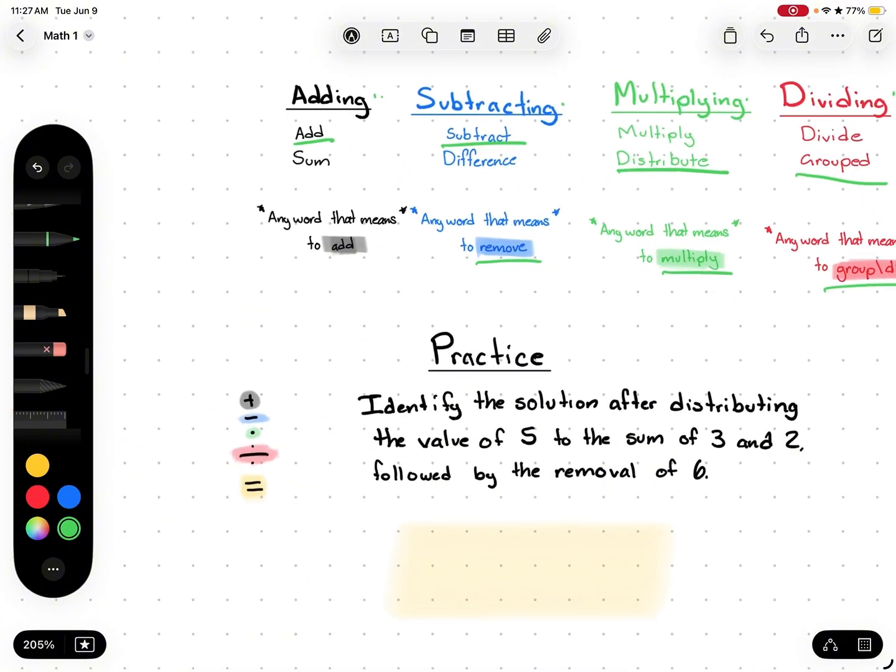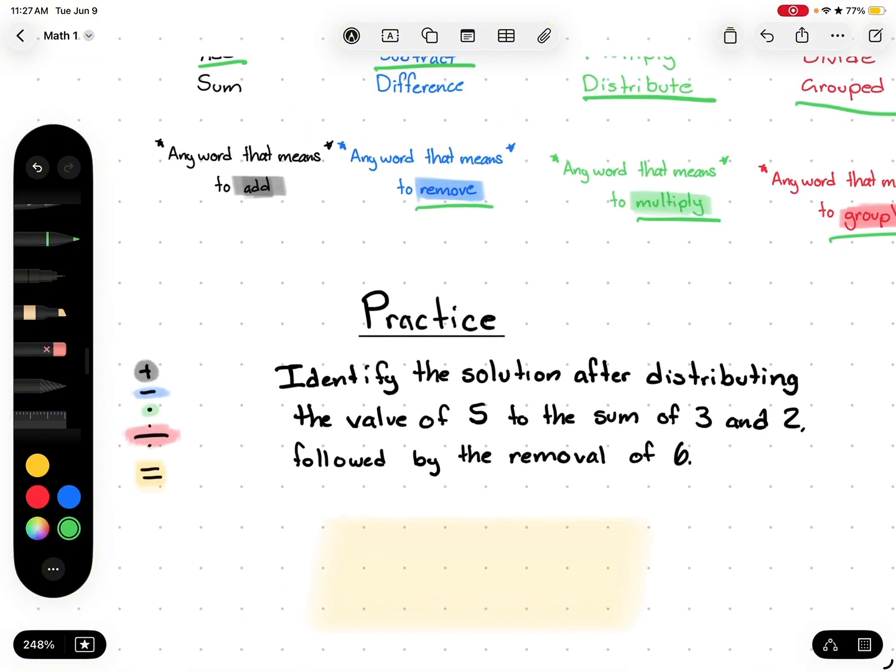Now here's an example. Identify the solution after distributing the value of 5 to the sum of 3 and 2, followed by the removal of 6. This is a math word problem, just not with a scenario, it's just with English. Now you have to translate it to math. So how do we do that?